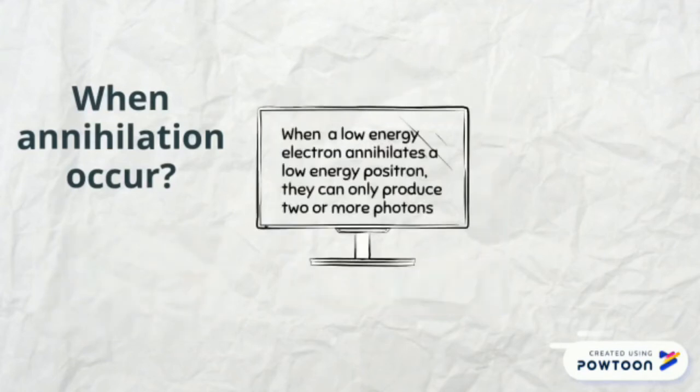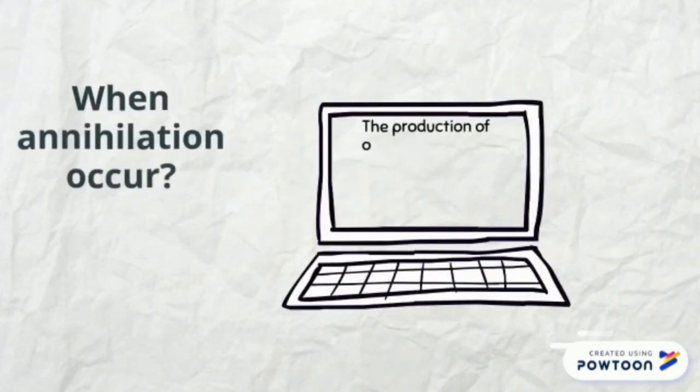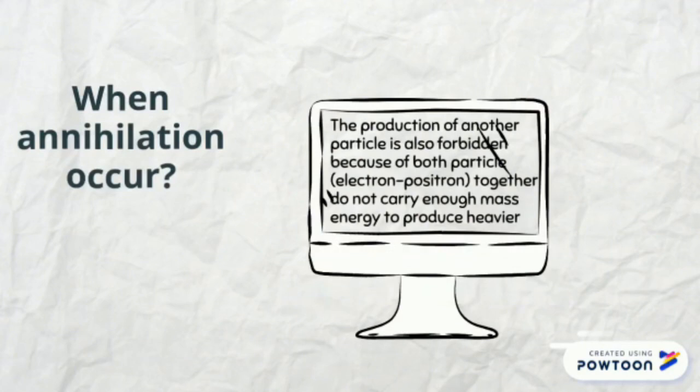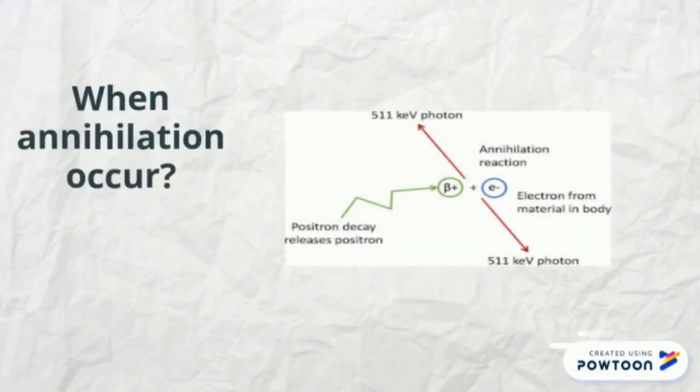When a low energy electron annihilates with a low energy positron, they can only produce 2 or more photons. The production of only one photon is forbidden because of conservation of linear momentum and total energy. The production of another particle is also forbidden because both particles together do not carry enough mass energy to produce a heavier particle, resulting in the complete conversion of their rest mass to pure energy in the form of two oppositely directed 0.511 mega electron volt gamma rays.